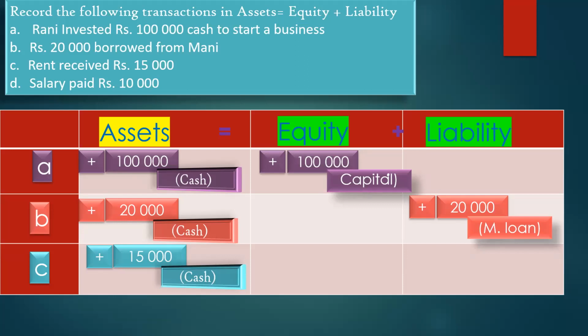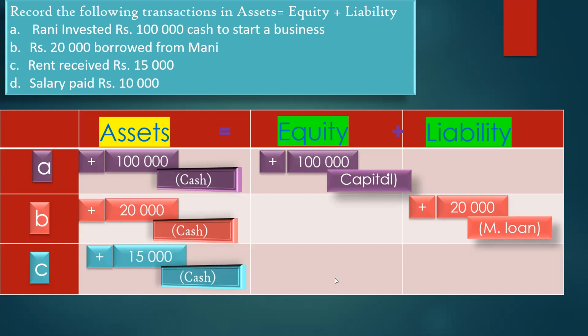Now C, rent received. Everyone see the C. You receive money, 15,000. You don't want to repay that money back. Therefore, rent received is an income. So where do we record the income? Today I taught you. Under these 3 headings, asset, equity, liability, where do you record the income? Come on, hurry up, boys and girls. Here we go. Very good.